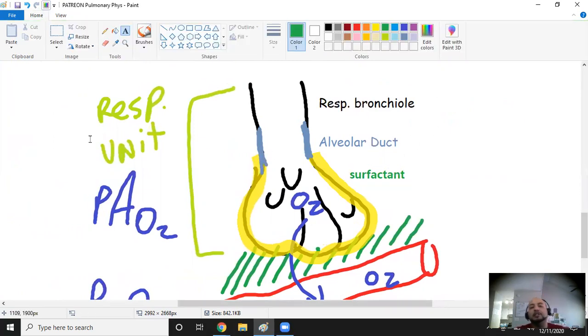What I want you to understand is that all this together combined, respiratory bronchial, alveolar duct and the alveolus itself, is considered or known as the respiratory unit. What that represents is the area where we do have oxygen exchange. So this is where that alveolar ventilation equation comes into play. Okay, this is what we want.